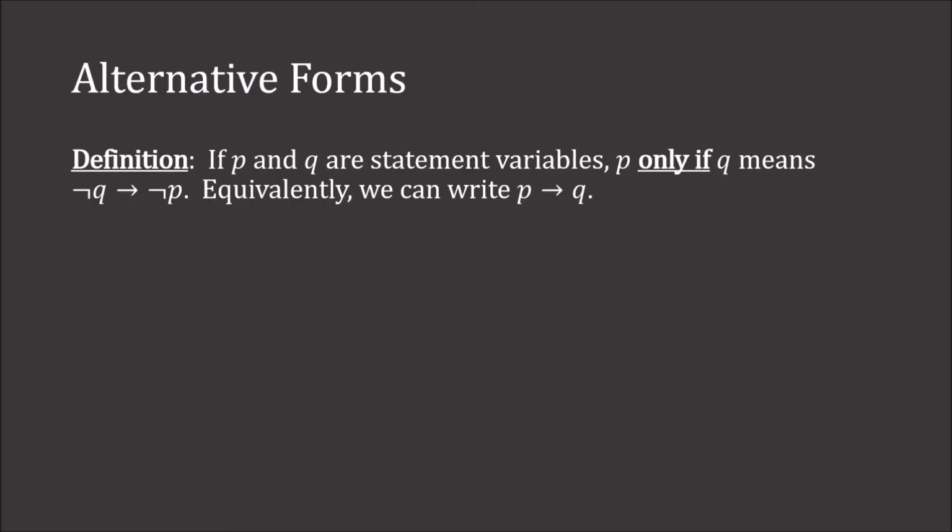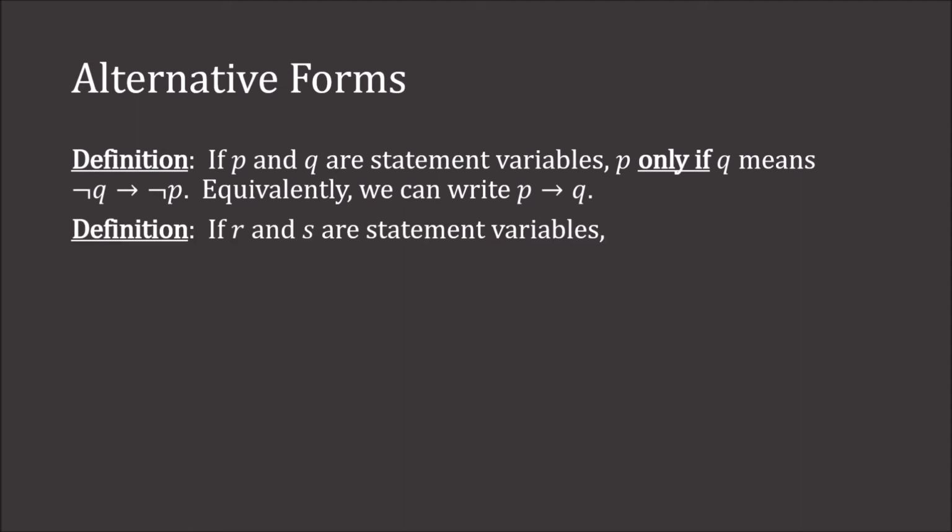So some alternative forms to the conditional: if P and Q are statement variables, P only if Q means not Q implies not P. Equivalently, of course, that is if P then Q. So P only if Q is the same thing as P implies Q. Now, if we let R and S be statement variables, R is a sufficient condition for S means that R implies S.